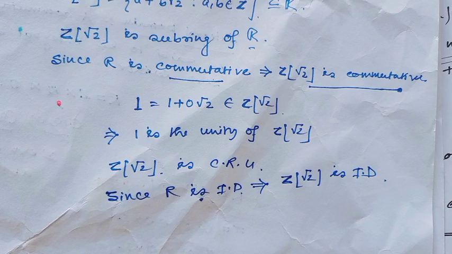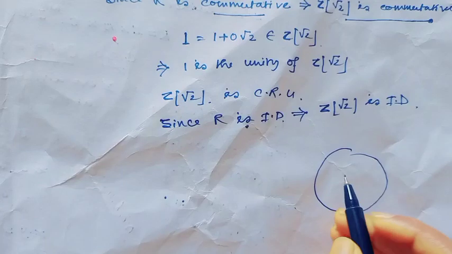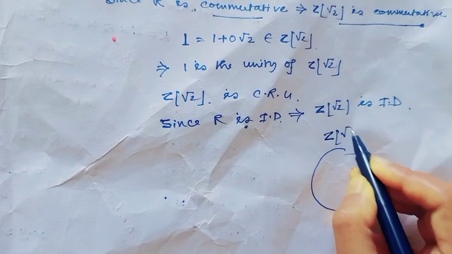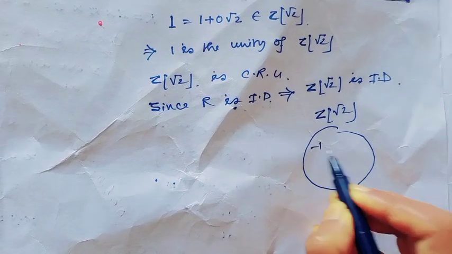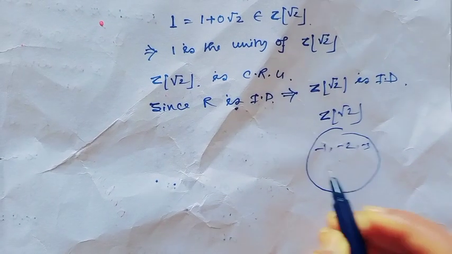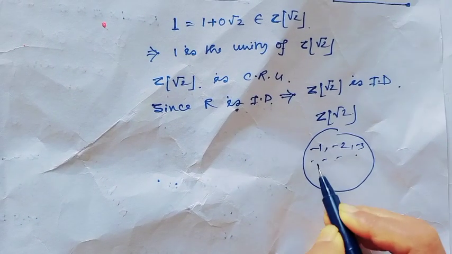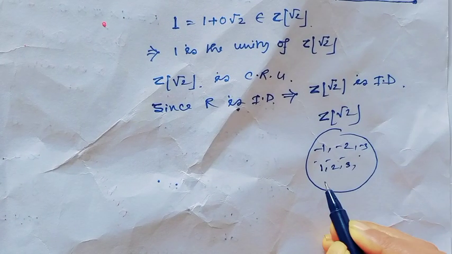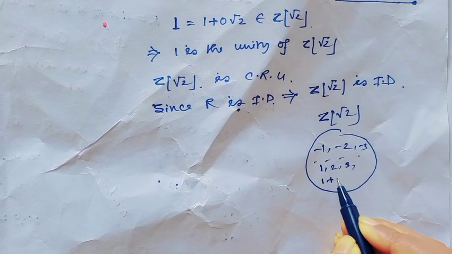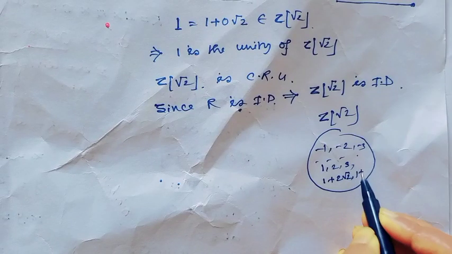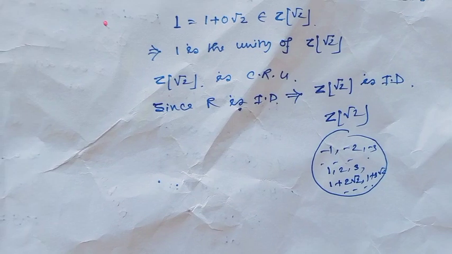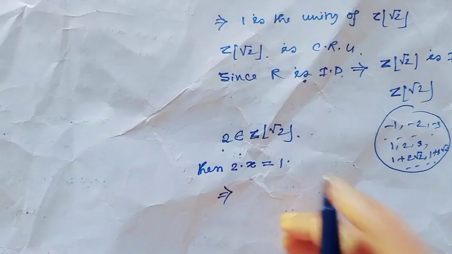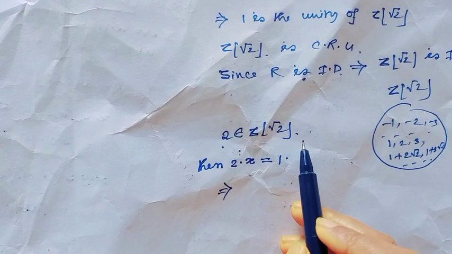This is very interesting. Z root 2 is the set of a plus b root 2 where a and b belong to the integers. That means minus 1, minus 2, minus 3, and so on, 1, 2, 3, 1 plus 2 root 2, 1 plus 3 root 2. This type of element is contained in the set Z root 2. Then obviously 2 belongs to Z root 2.